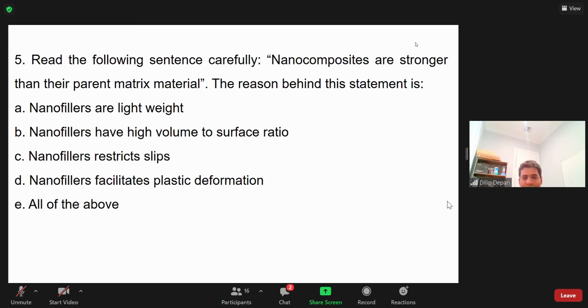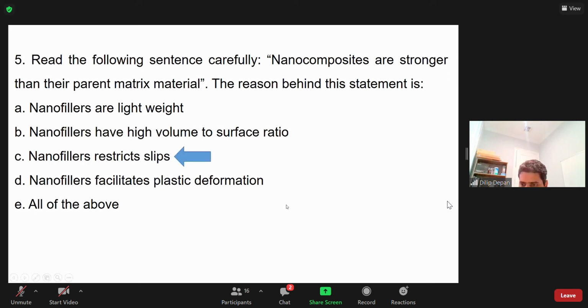So they restrict the slips at an atomic level, right? Once they are embedded inside this matrix throughout, it will restrict the movement of these slips, and then it will improve the mechanical properties. So the right answer here is C.